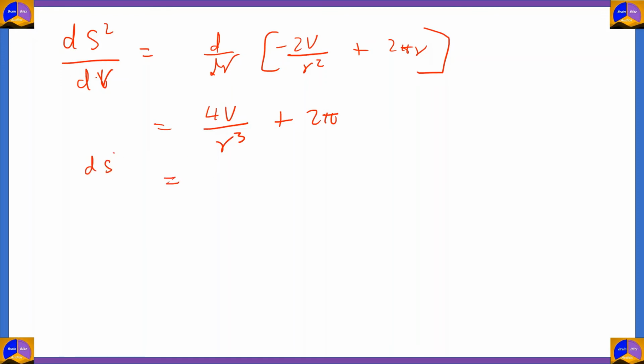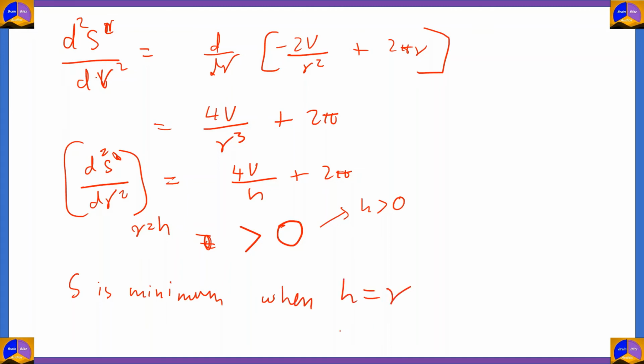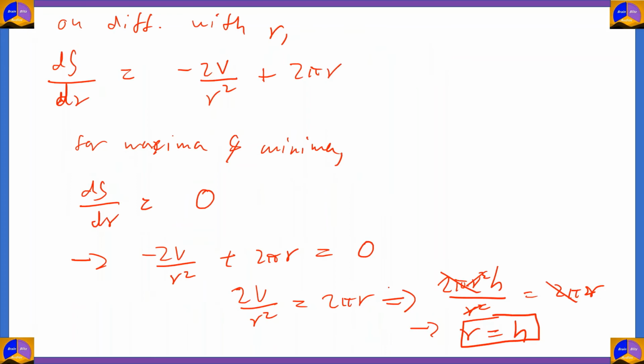Now we'll put the value of r. So d square s divided by dr square at r equal to h is equal to 4v by h cubed plus 2 pi. Now this is greater than 0 because h is greater than 0. So therefore, our surface area is minimum when h is equal to r. And that is our answer.